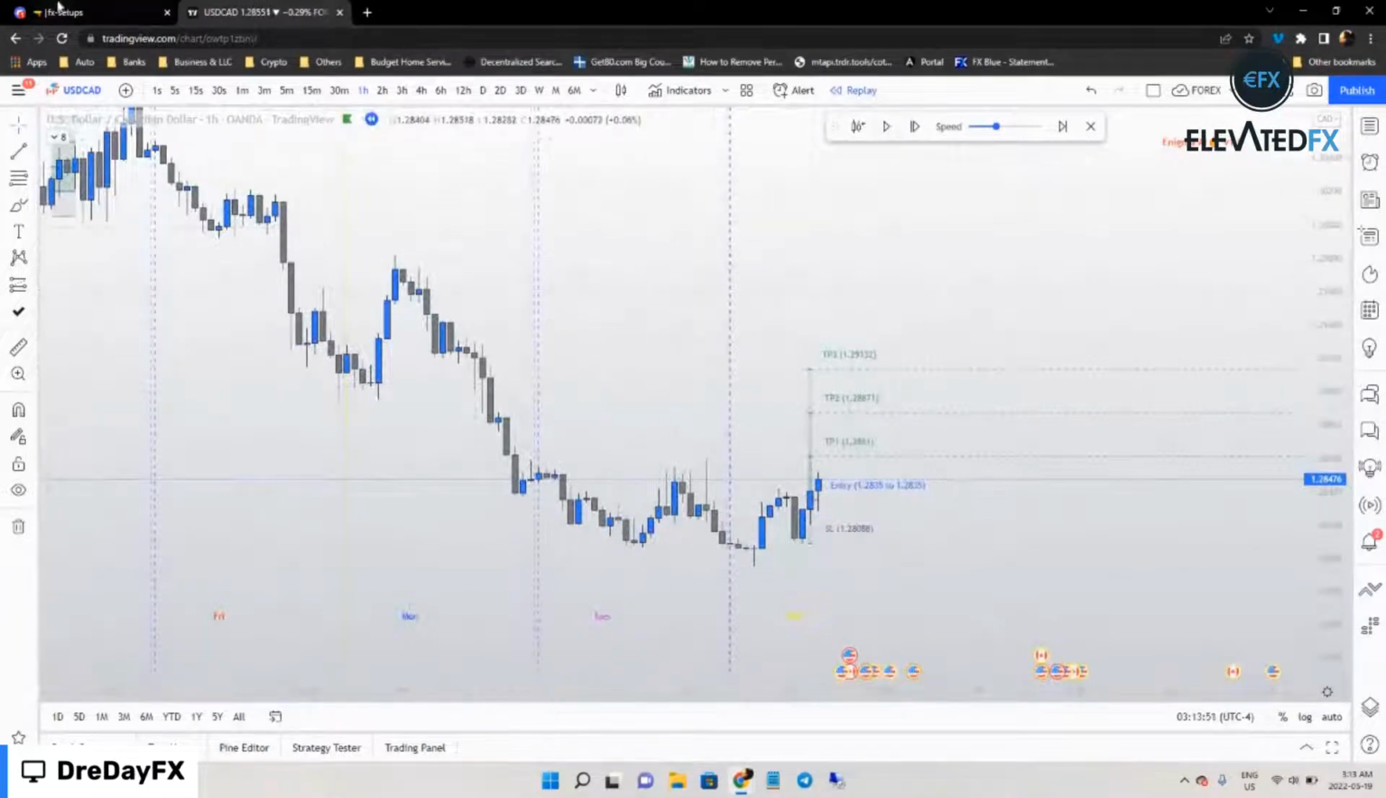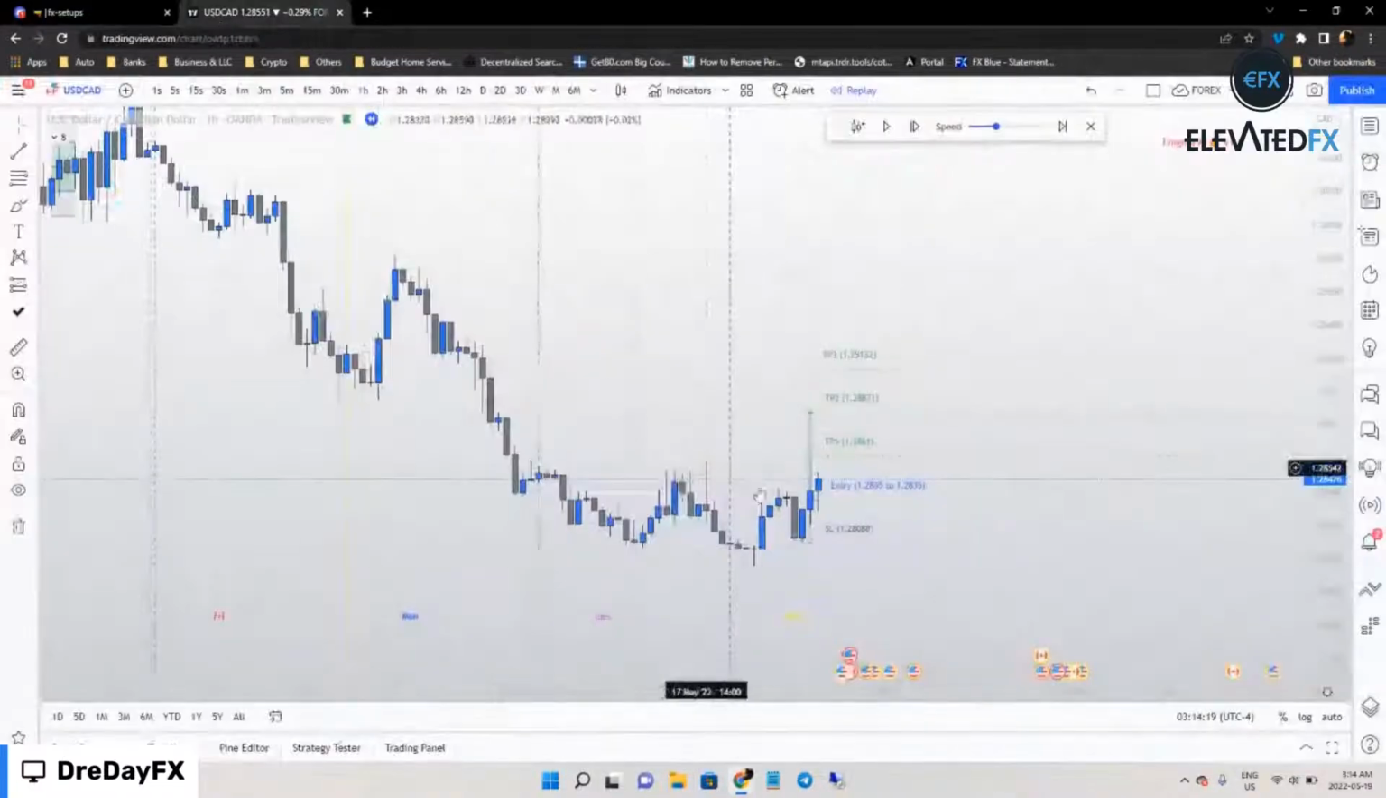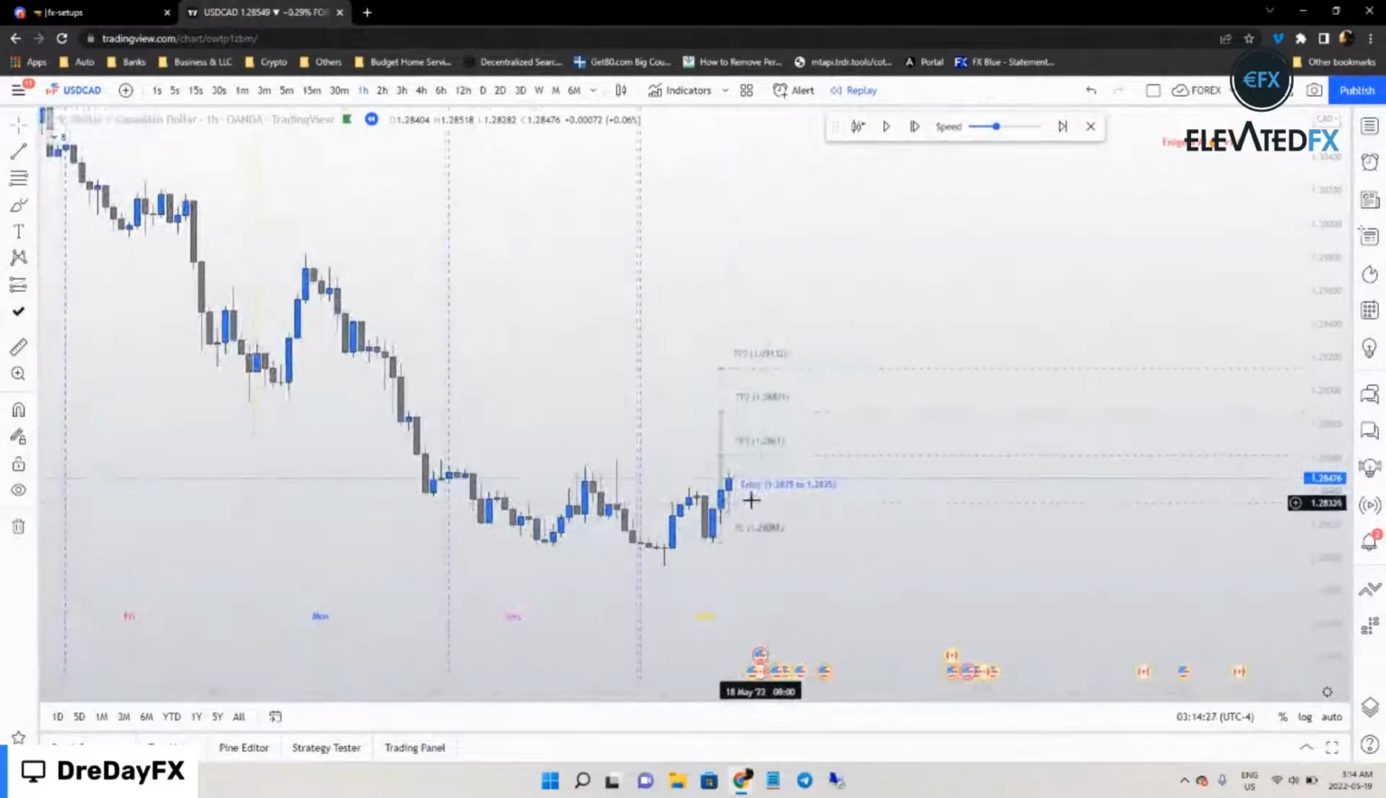So if we look at this signal specifically, we have a sell on USD CAD. You have the entry price. The entry price is based on the previous hourly candle. The actual signal is sent out at 11 a.m., but it's based on the previous candle's entry price. Okay, so that will be at, check here.